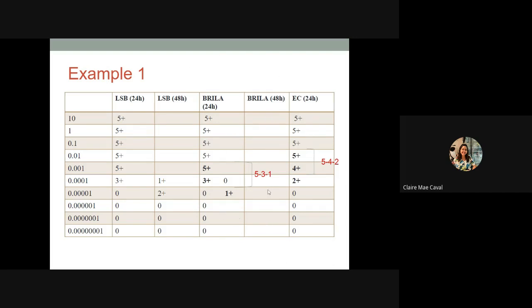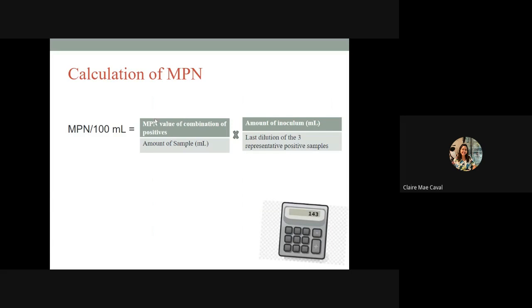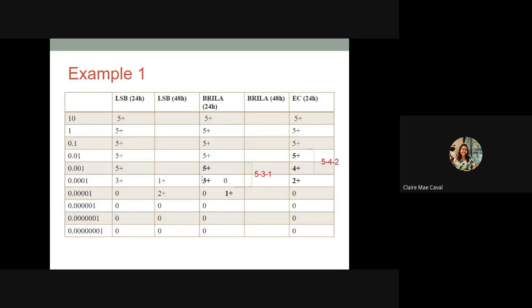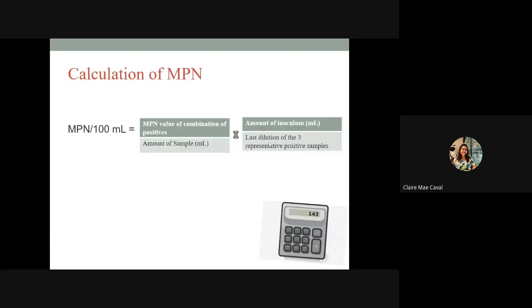For the Brilla, again, 531 is equal to 110. So the numerator here, the MPN value of the combination of positives, is equal to 110. This is the last three positive dilutions. It is divided by 100 ml of sample times the amount of inoculum, that's 10 because 10 is what we put in the LSB, and then the last dilution of the three representative positive samples. The three representative positive samples are these three, for example, and that is equal to 0.00001, or 10 raised to the power of negative 5. So here it should be 10 raised to the power of negative 5, and then you compute.